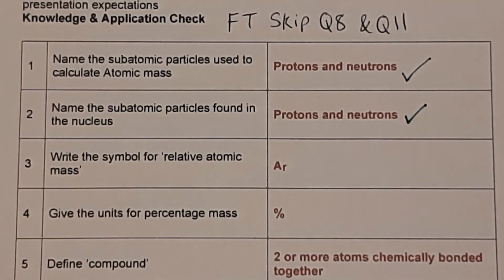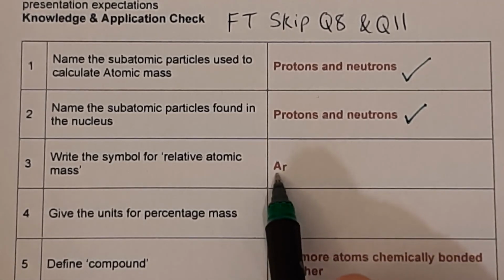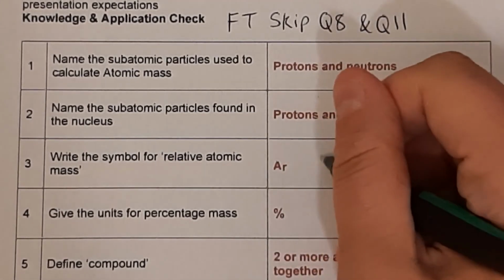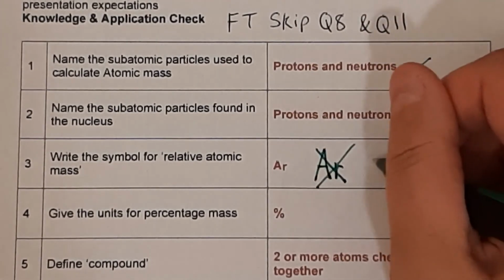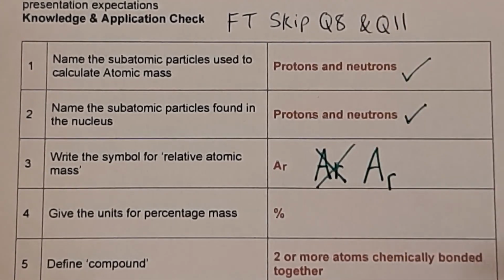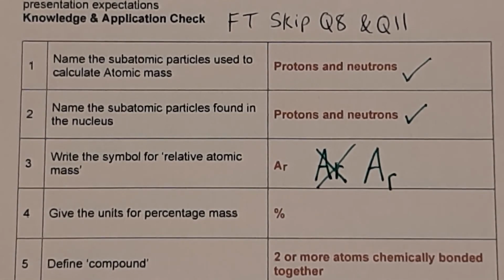Question 3. Write the symbol for relative atomic mass. That's a large capital A, okay, and a lowercase subscript R. So to make that really clear, it's not AR like this, that would be wrong. It is A, and the r is below it, like so. So if yours isn't clear, please rewrite it correctly.